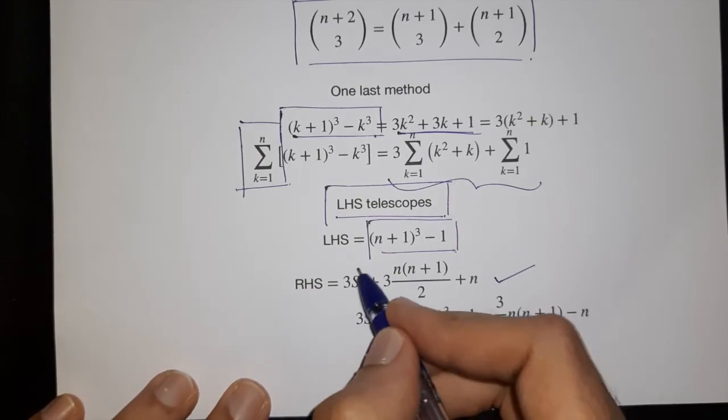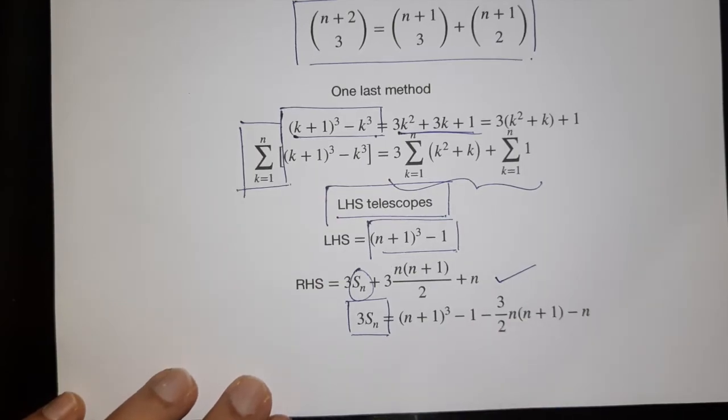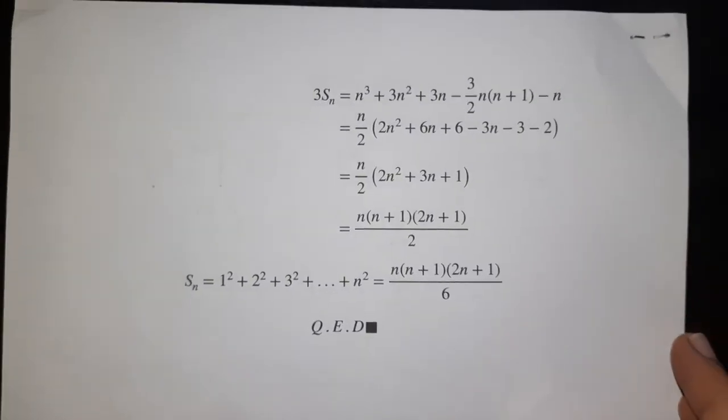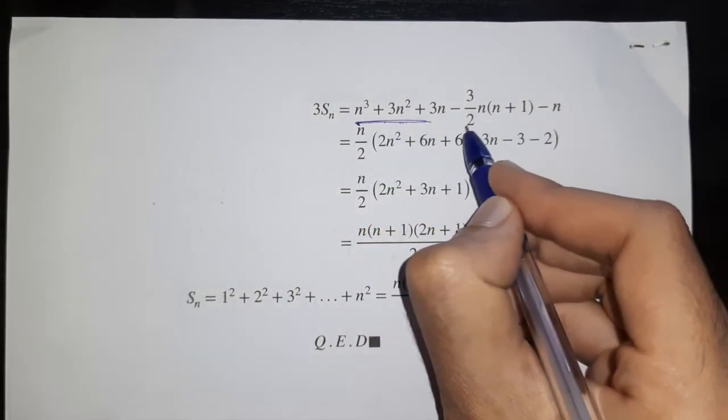Moving all terms but 3Sn to the other side, we get 3Sn equals n plus 1 cubed minus 1 minus 3 upon 2 n into n plus 1, minus n. Cancelling out the minus 1 with the 1 from the expansion of n plus 1 cubed further simplifies the equation to 3Sn equals n cubed plus 3n squared plus 3n minus 3 upon 2 into n plus 1, minus n.